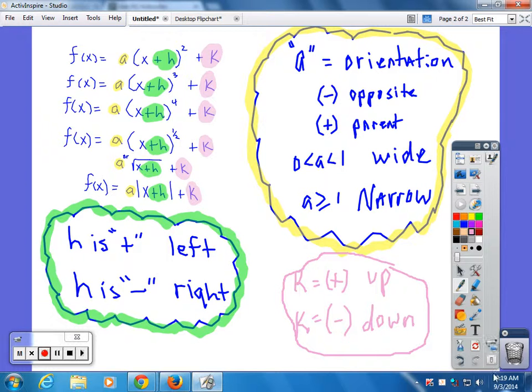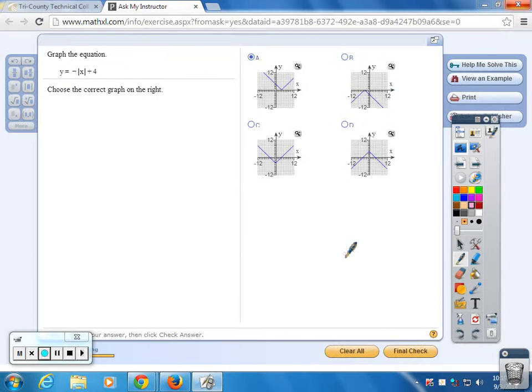So tonight, high school, we need to do 2.1 and 2.2.